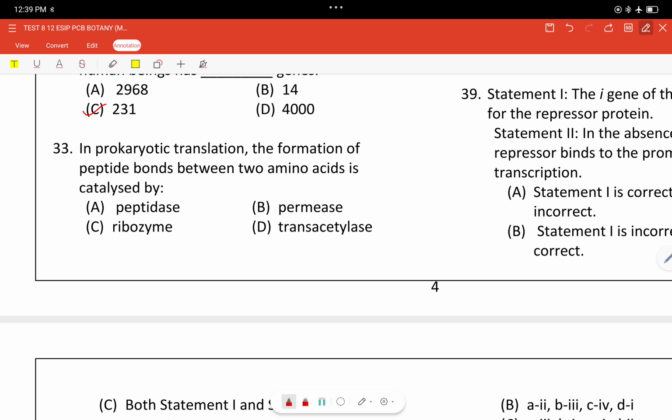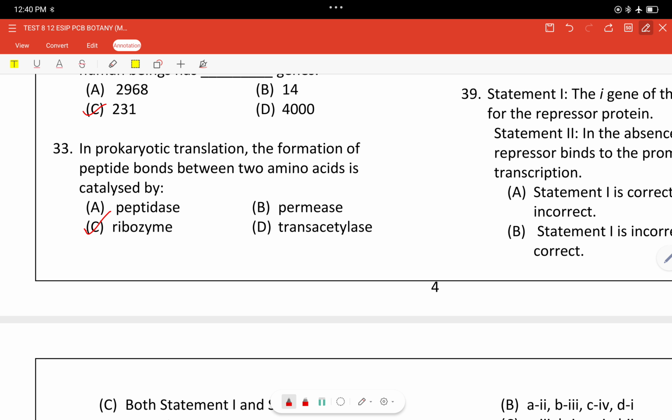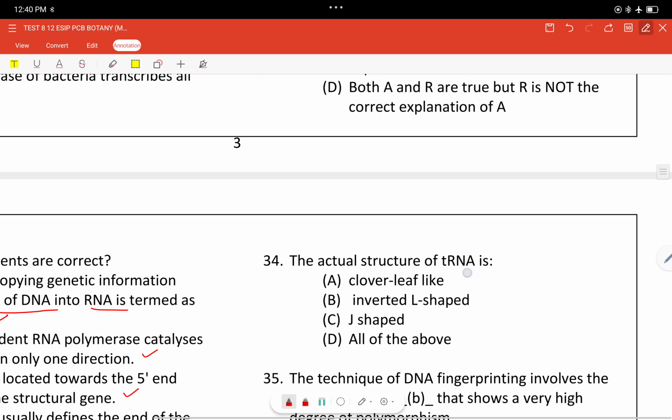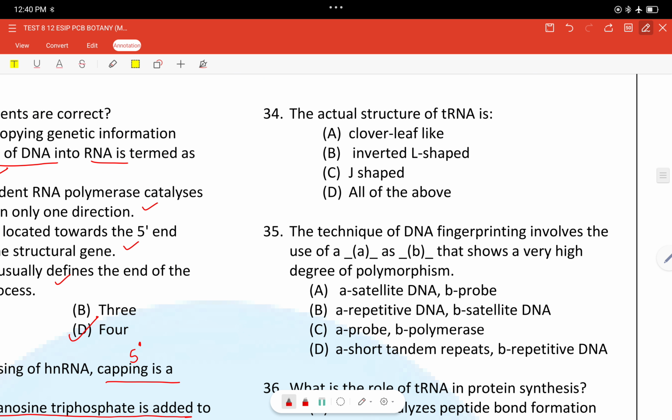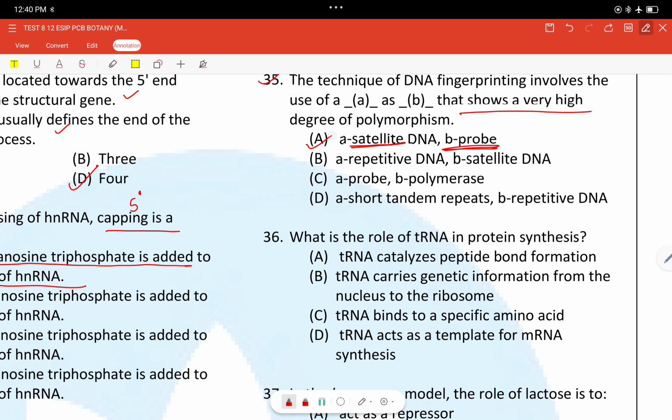In prokaryotic translation, the formation of a peptide bond between two amino acids is catalyzed by the ribosome. The actual structure of tRNA, if we consider it, is inverted L shaped. The technique of DNA fingerprinting involves satellite DNA, which acts as a probe, and this satellite DNA has a very high degree of polymorphism. That is why we use this in this process. So the answer is A.